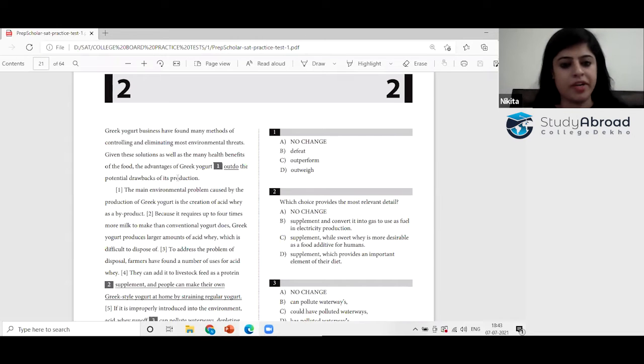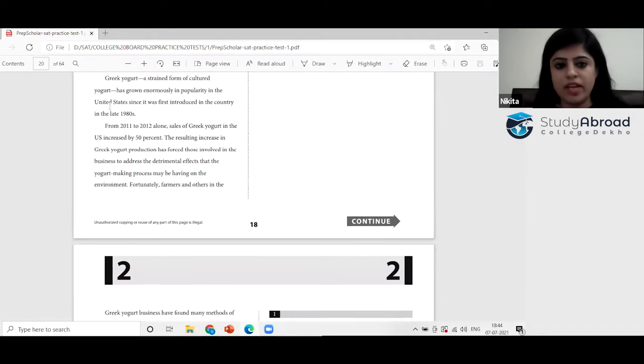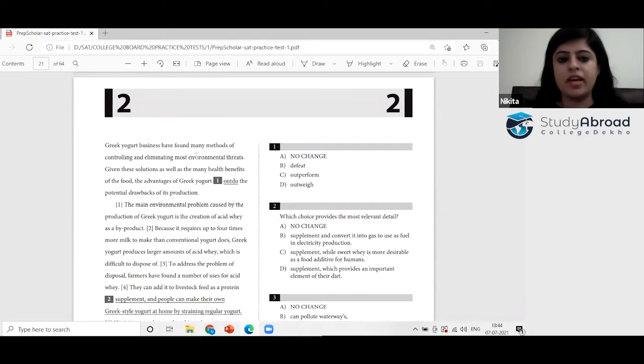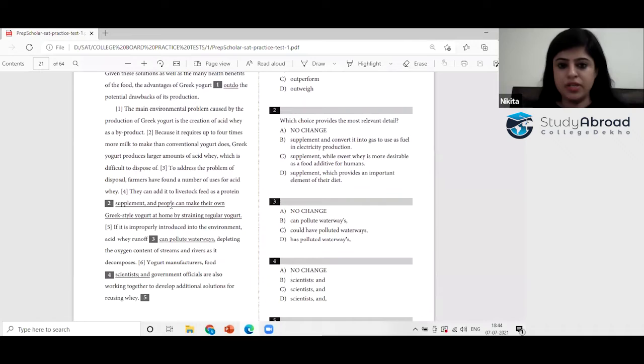Let me recall the point a little bit, what we have just read. We are reading about Greek yogurt. Something is going on over here, that there is some trouble with its making, but farmers are making their best effort to eliminate most environmental threats. And then they conclude this particular paragraph by saying that advantages are more. Advantages outweigh the potential drawbacks of the production. All right. Let's move on to the second question.